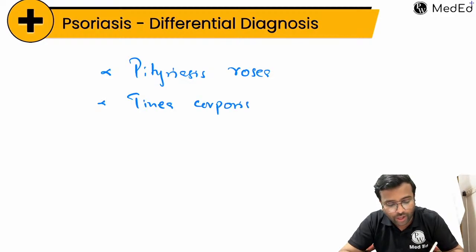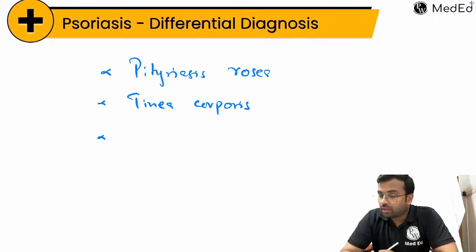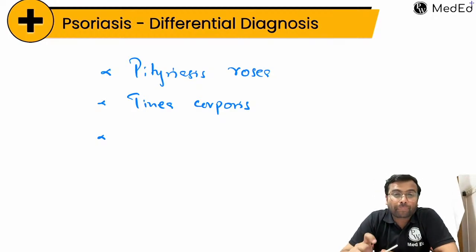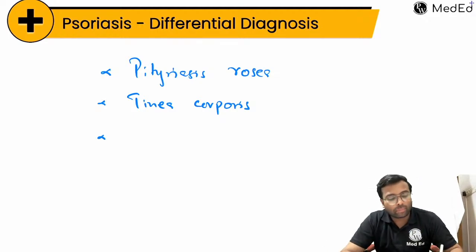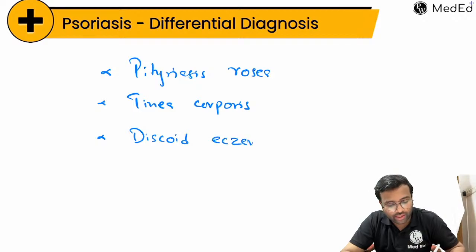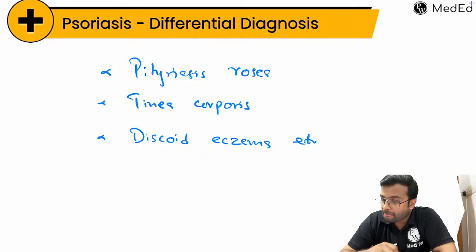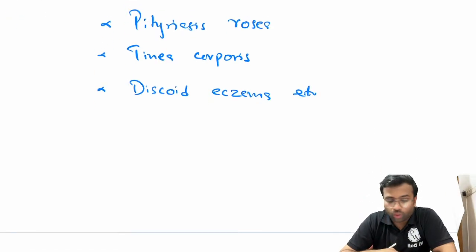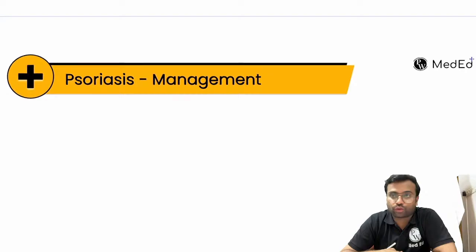corporis, what we call ringworm. Another one can be eczema, discoid eczema, etc. So many other differential diagnoses can be seen. Okay, so now let's move finally into the management of psoriasis.